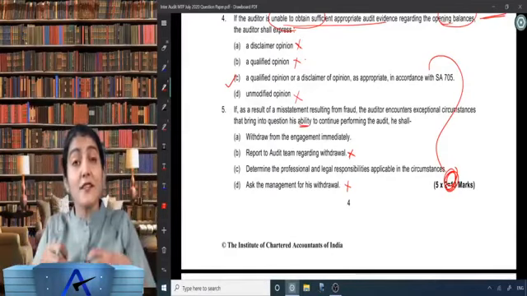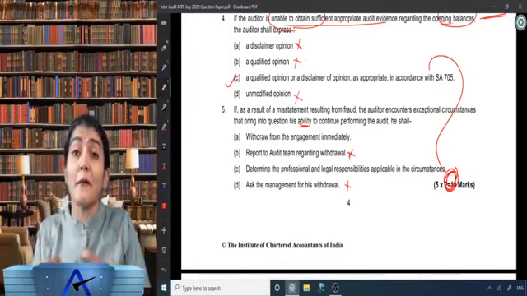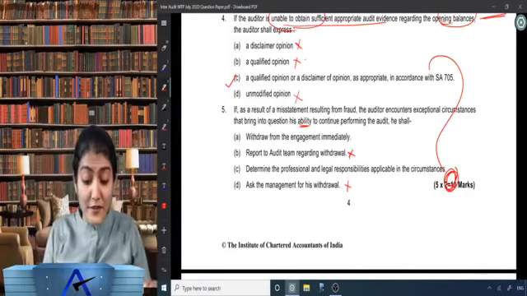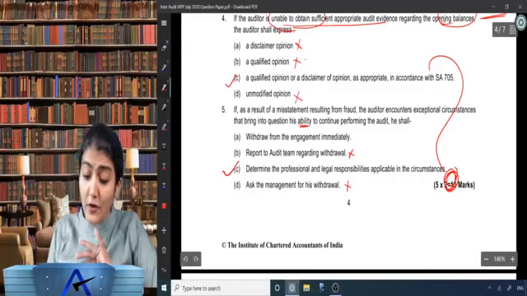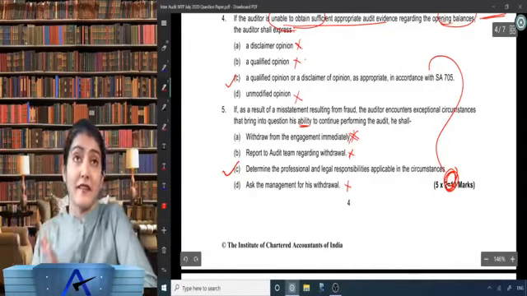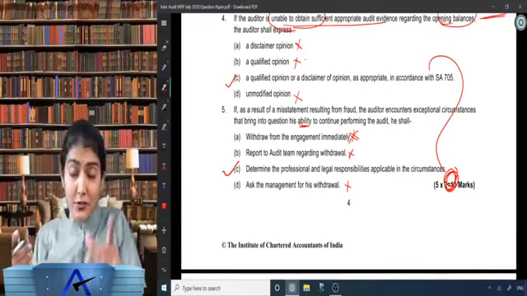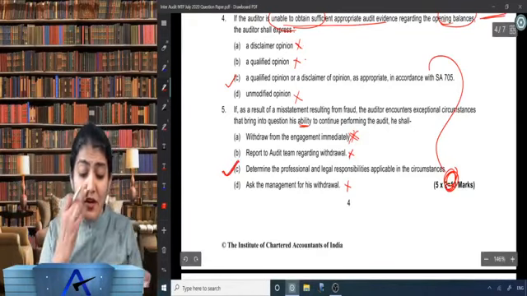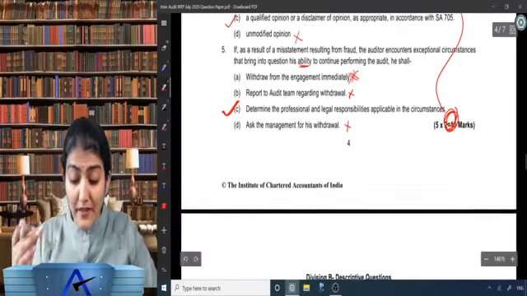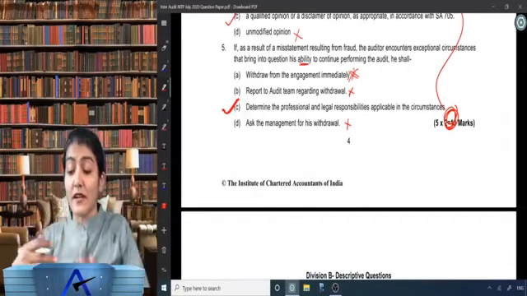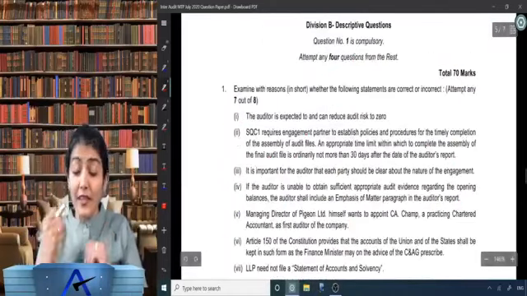First run away, or first determine your professional and legal responsibilities as applicable in the circumstances? Obviously, first you need to determine your professional and legal responsibilities as applicable in these circumstances, and then later on you can consider whether withdrawal from the engagement is necessary. But right now we want the first thing which you will do. So what is the first thing which the auditor should do? C point. Determine the professional and legal responsibilities which are applicable in the circumstances. So that covers our correct MCQs over there.